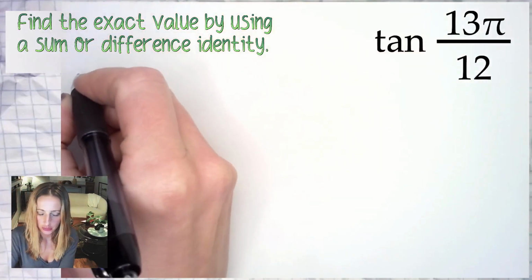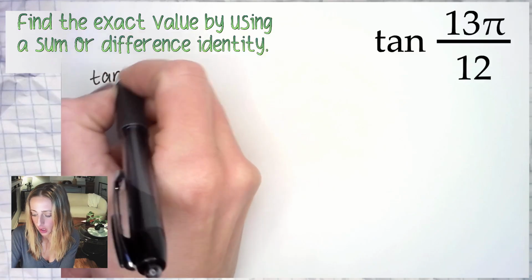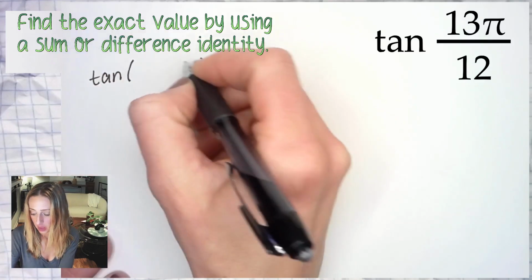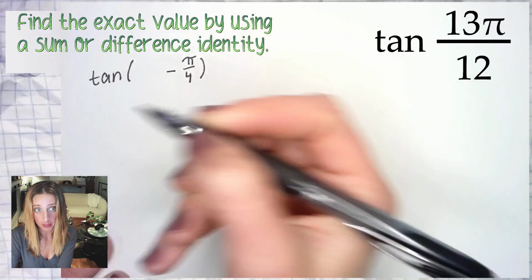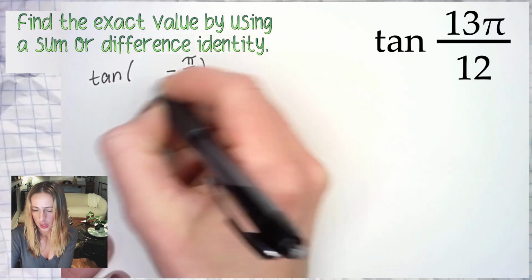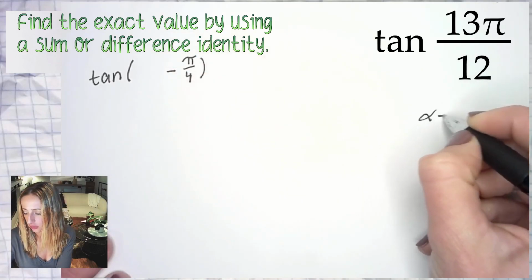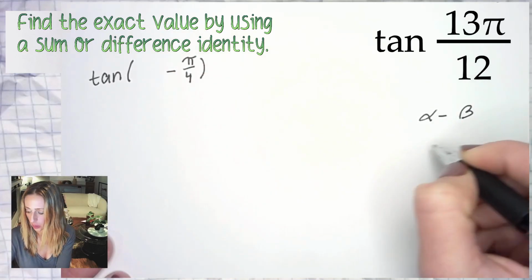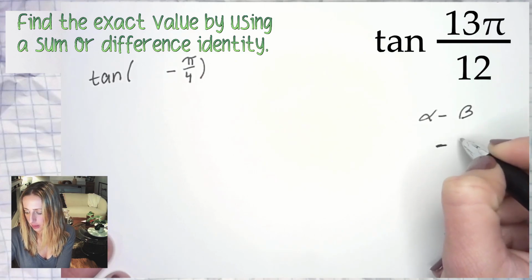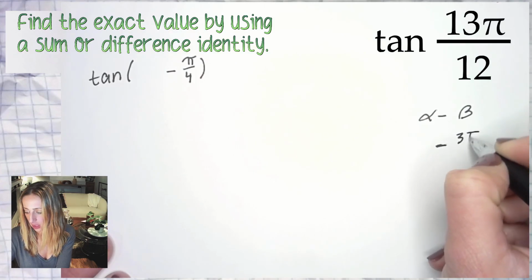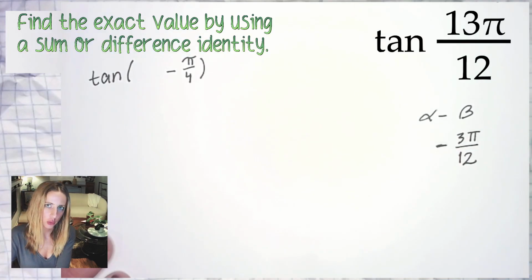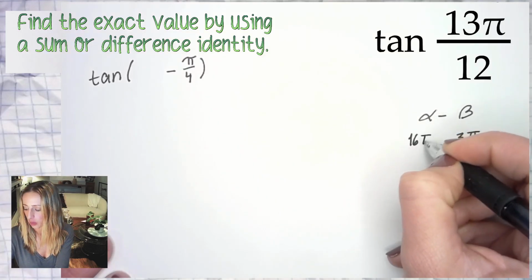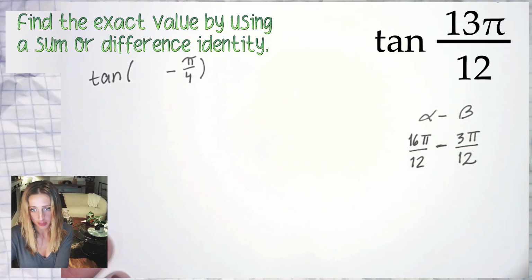So I'm going to jump over here. Tan of, I'm going to use the subtraction. I'm going to have this pi over 4 as my secondary angle, my beta. But what will I have to subtract? So let's look on the side. Alpha minus beta is what I am working with. If my beta is pi over 4, which I'm thinking of as 3 pi over 12, what would I need to subtract 3 pi over 12 from to get 13 pi over 12 as my answer? Hopefully, we've all said 16 pi over 12 by now.